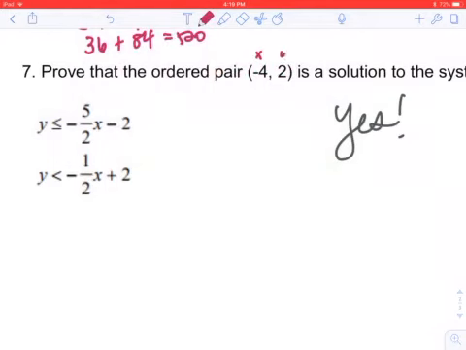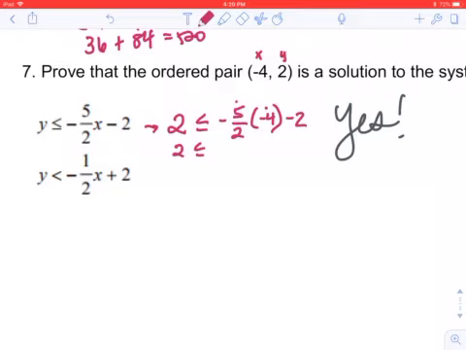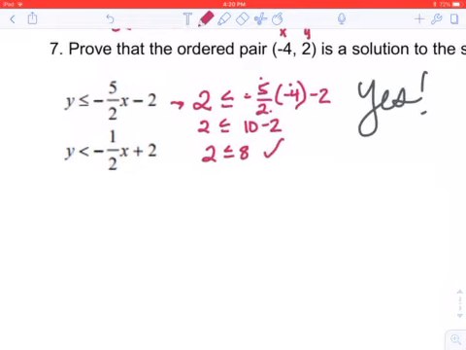So again, negative 4 is the x and 2 is the y. For this first equation, that means I've got 2 is less than or equal to negative 5 halves times this negative 4 minus 2. So let's work this out. Negative 5 halves times negative 4. Remember, you do top times this. So 5 times negative 4 is negative 20, divided by 2 is negative 10. But this was negative, so really it's positive 10. Minus 2. So 2 is less than or equal to 8. Well, yes, 2 is less than or equal to 8, so we're good there.